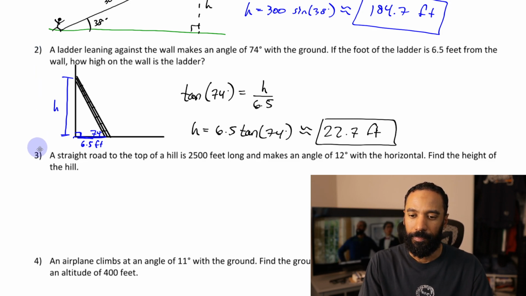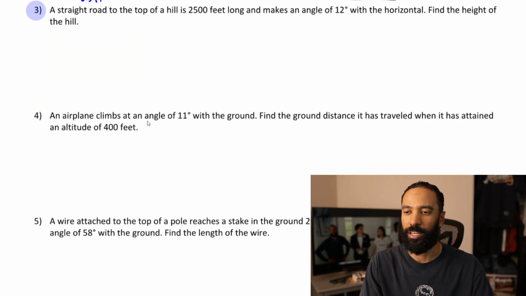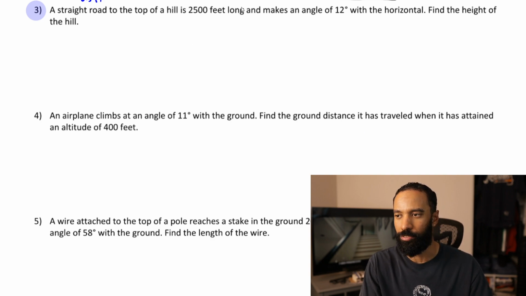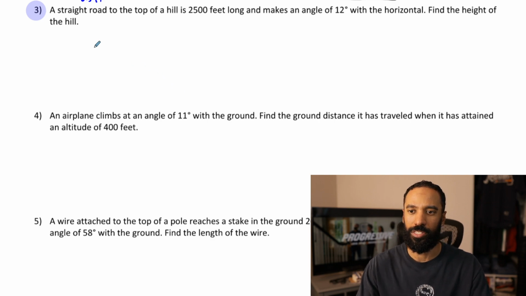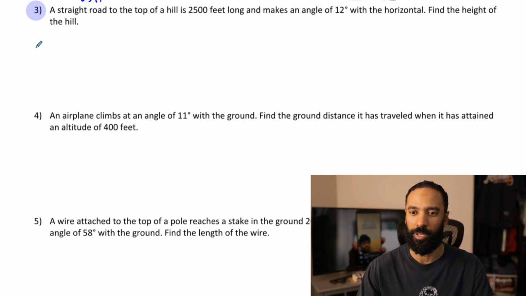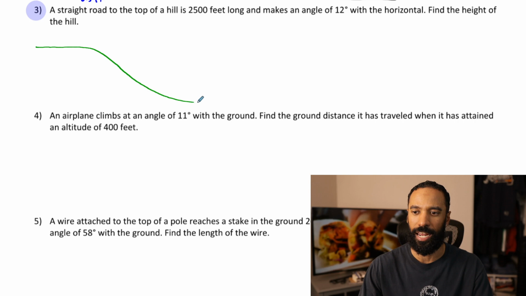All right, number 3. A straight road to the top of a hill is 2,500 feet long and makes an angle of 12 degrees with the horizontal. Find the height of the hill. So this is something where, it says a straight road, but let's say we're talking about like a nice green hill and it kind of has a downhill.